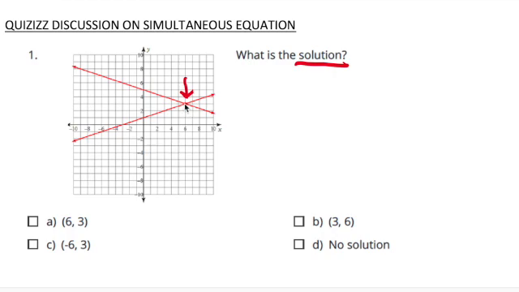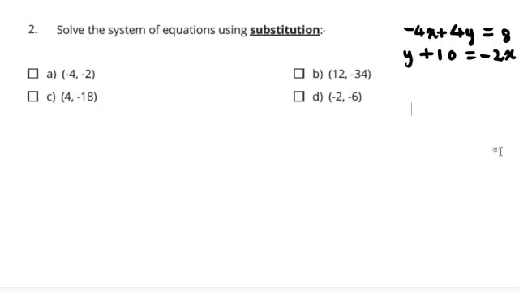Let's look at the point of intersection here. First, you must know that the point of intersection is actually in the coordinates of x and y. So what is the coordinate for x? You look at the x-axis. The coordinate is 6. That is for coordinate x. How about y? Look at the y-axis. The coordinate is 2, and this must be 3 in the middle. So the answer is 6, 3.